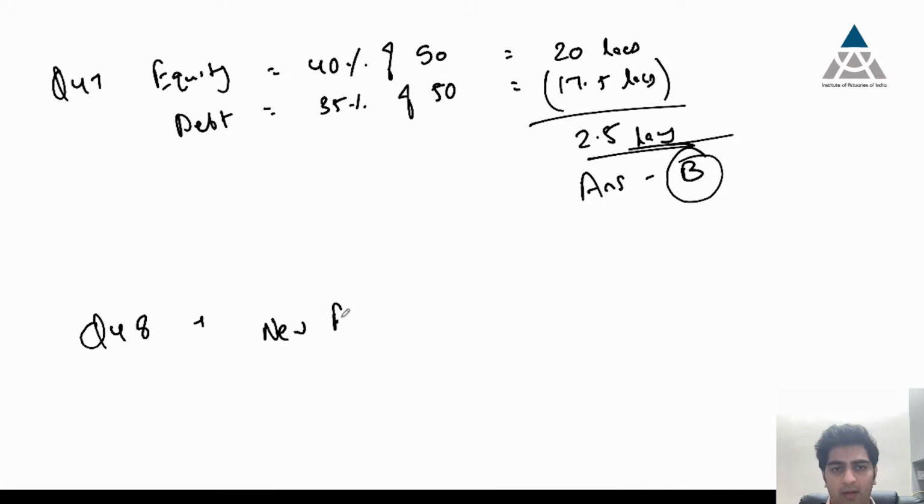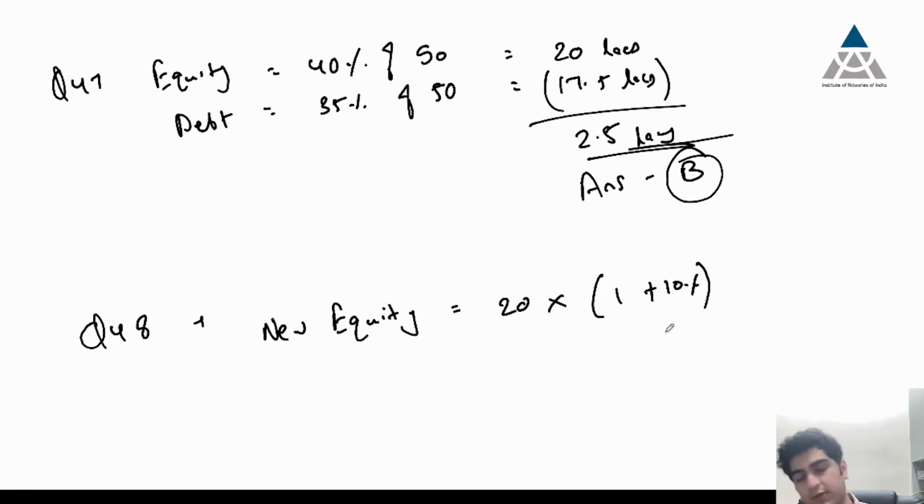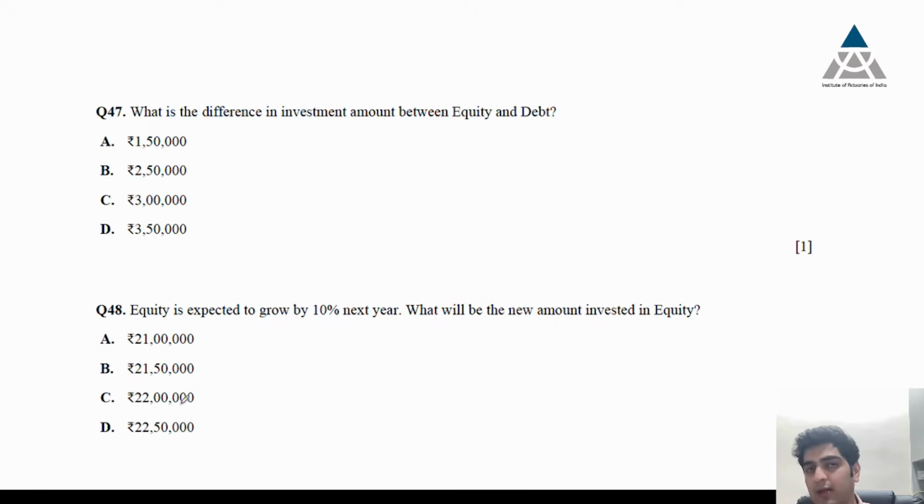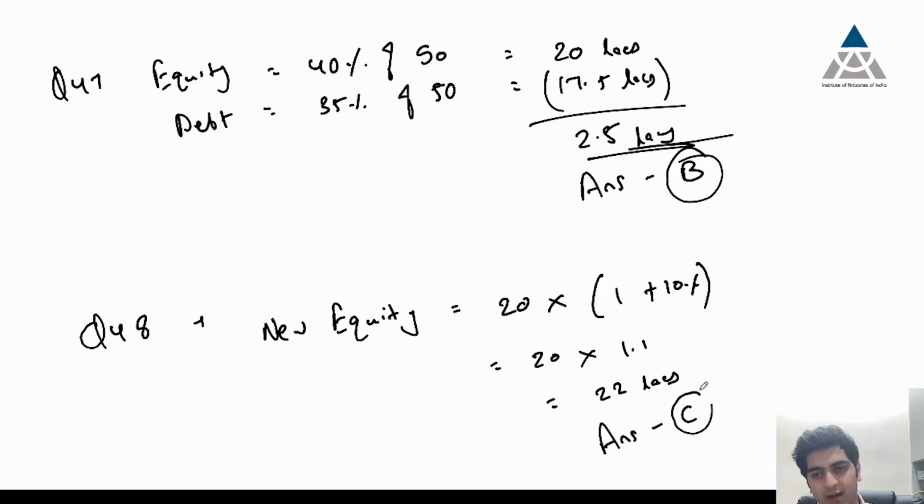So new equity or next year's equity will simply be 20 into 1 plus 10%. Because you are growing it by 10%, you'll obviously have the principal 20 lakhs plus 10% additionally you will put in. So 1 plus 10%, that's 20 into 1.1, which is of course 22 lakhs. So the new amount of equity will be 22 lakhs, which is your option C, which is the correct answer. So far so good with this question. Hardly any twisters or bouncers here. Let's hope that it stays the same.